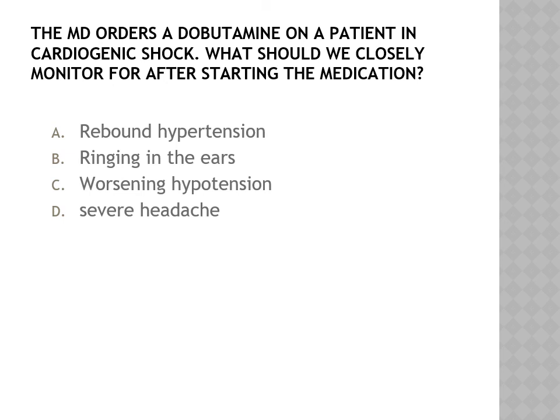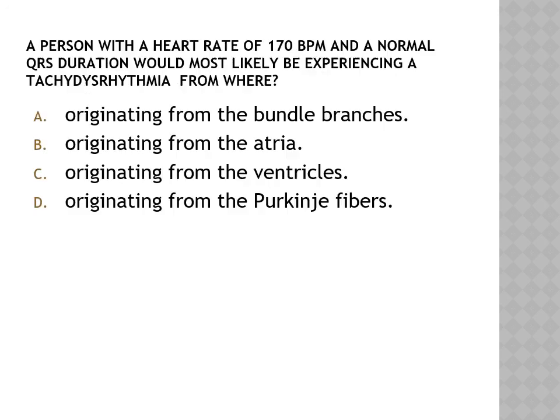The MD orders dobutamine on a patient in cardiogenic shock. What should we closely monitor for after starting the medication? The answer is C, worsening hypotension. A person with a heart rate of 170 beats per minute and a normal QRS duration would most likely be experiencing a tachydysrhythmia from where? The answer is B, originating from the atria.